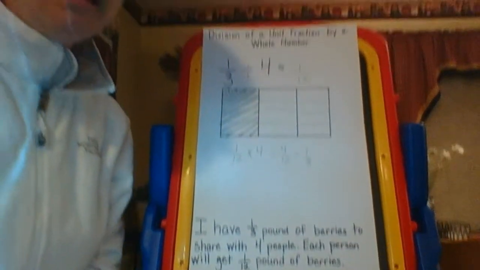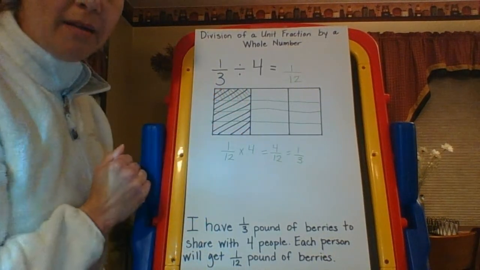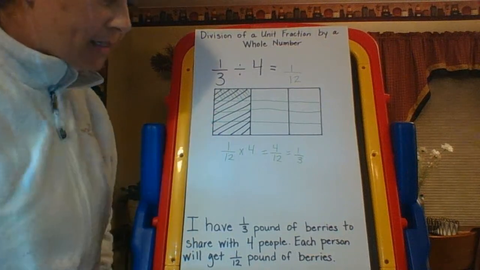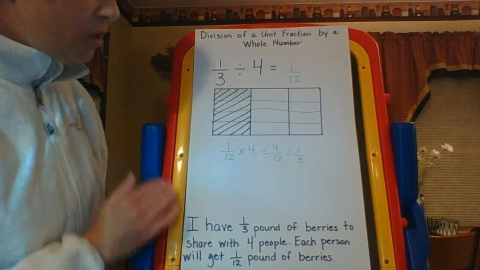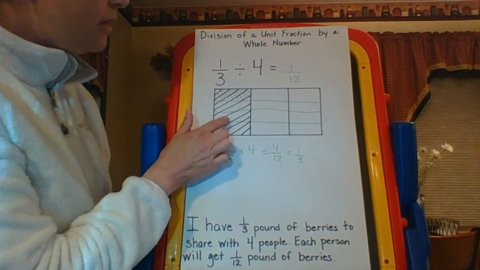So looking back at my model, you can see this would be my 1/3 pounds of berries that I have. Here are my 4 friends that I'm going to share with. So as I partitioned it out, you can see that each friend overall would get 1/12.